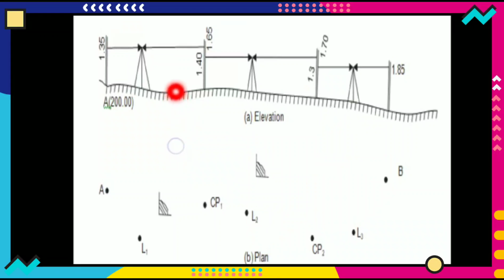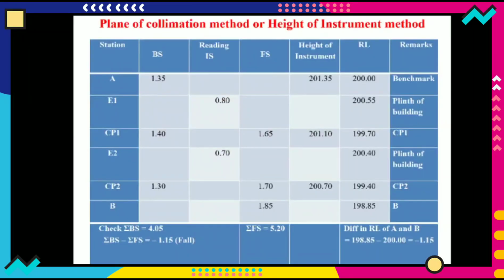One reading is taken at this point, which is not shown in this diagram, and here the reading is 0.80. The second reading at this point is 0.70, which is also not seen in this diagram. This point is E1 and this point is E2. So firstly, when we set up our instrument, the first reading taken is 1.35, that is a backsight.